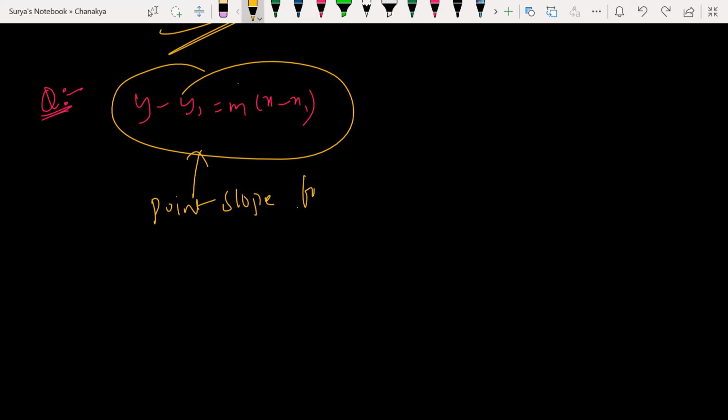How did you get this? Point slope form means, look at this here. I have a point here which is called P1, P of x1 comma y1. I have a slope which is equal to m.